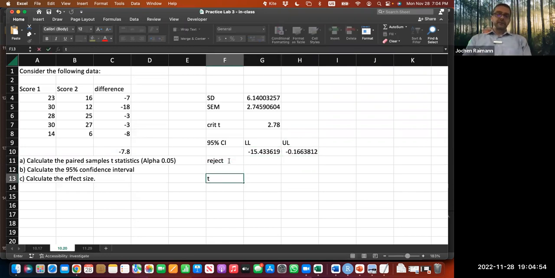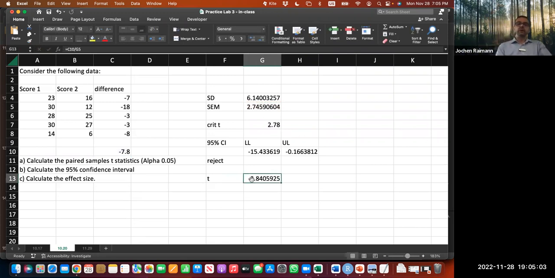And the actual T is now minus 7.8 divided by SEM, which is minus 2.84, which does exceed, in a two-tailed hypothesis, to the negative. It's more extreme than our critical T. So minus 2.84 does exceed 2.78. Therefore, it's significant at an alpha level of 5%.